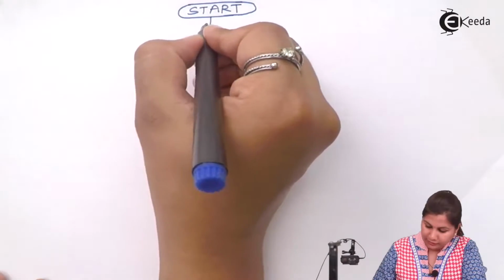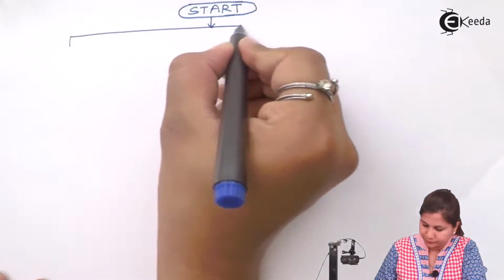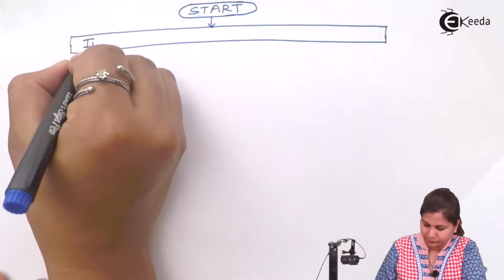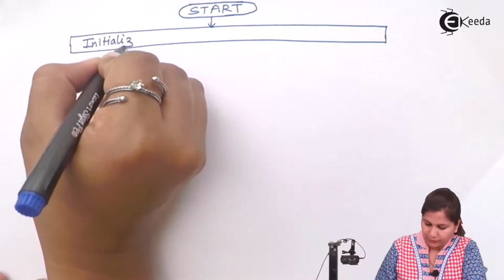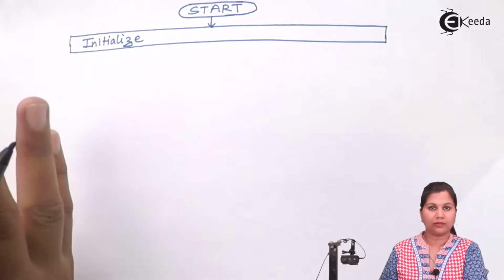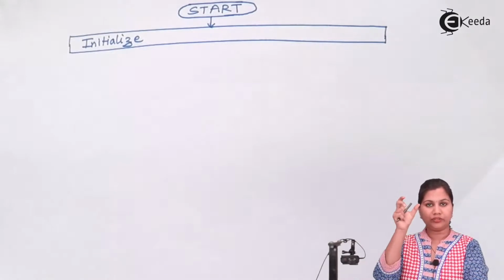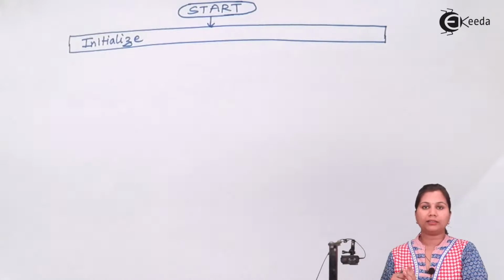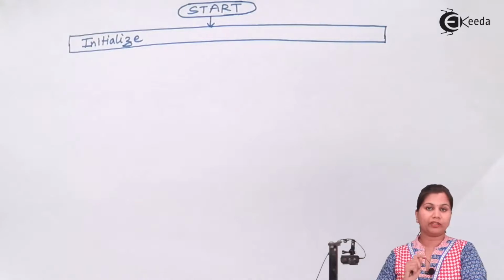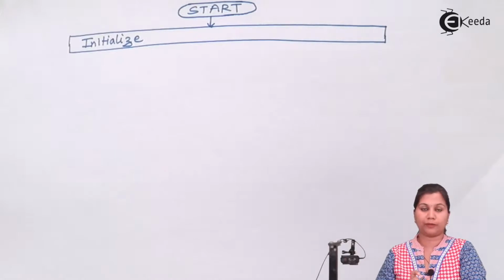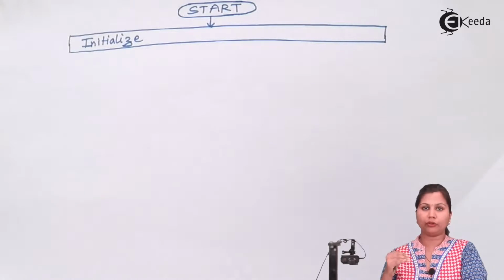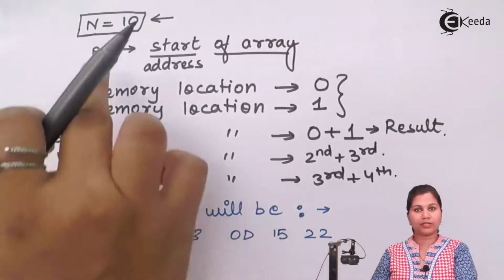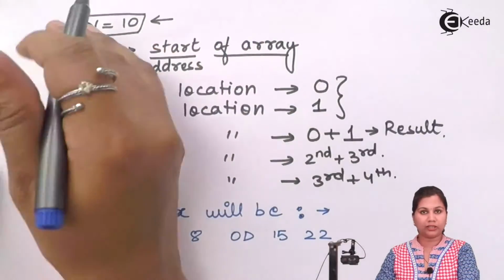After that, we have to initialize all the pointers. One counter is for counting the 10 numbers. Another pointer is the memory pointer, because we have given in the R0 register the starting memory location. To come to the next memory location, we have to use a memory pointer that is going to point towards the 10 memory locations of this array, and a counter for counting the 10 numbers.